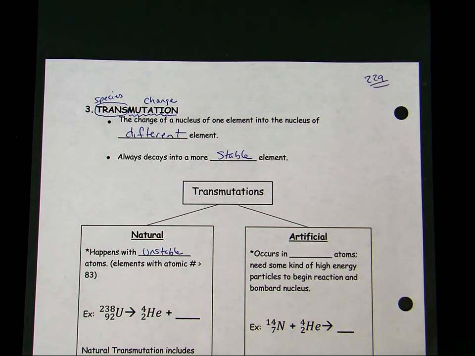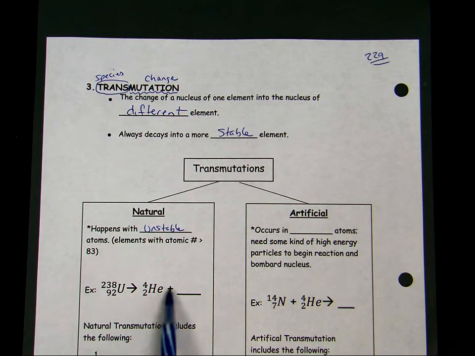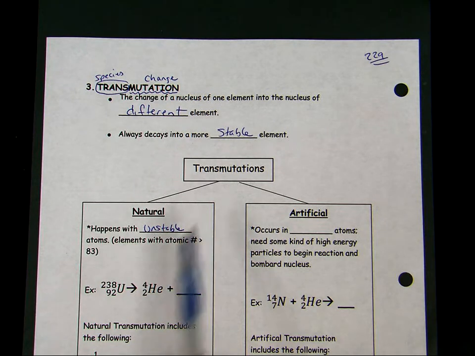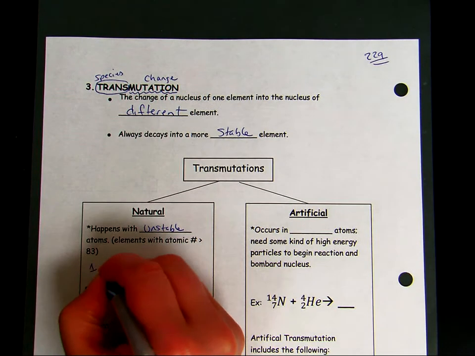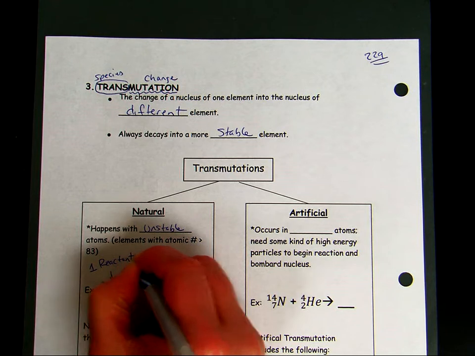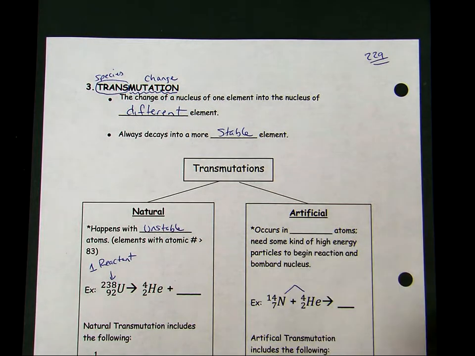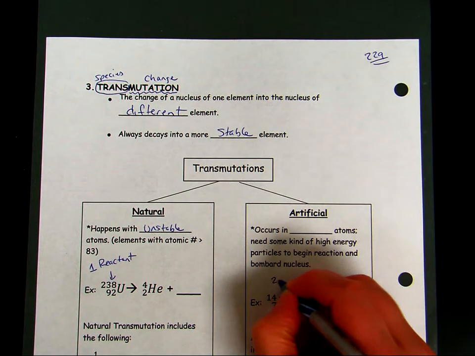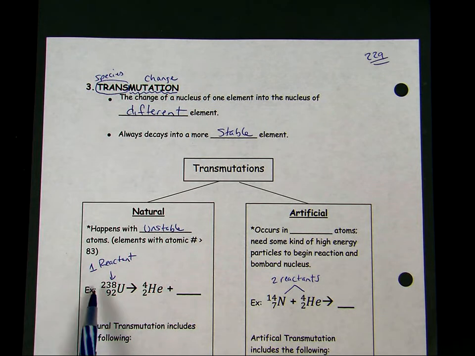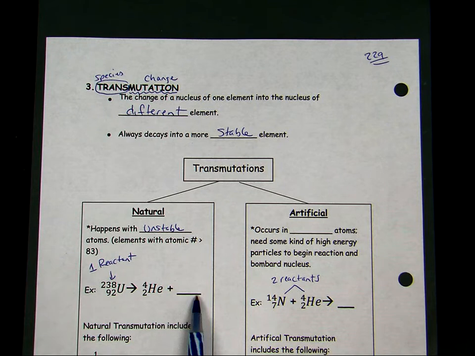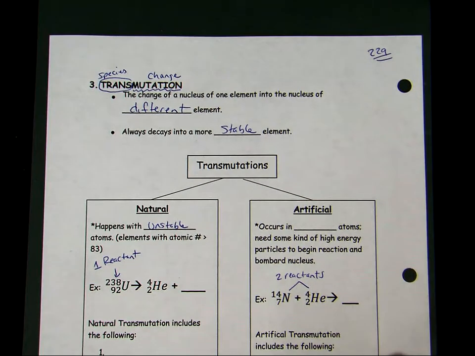So take a look here. Here's a quick example. Notice I have the starting of a natural transmutation and the reactant side of an artificial. So one way you can look at a nuclear reaction and recognize, hey, this is a natural transmutation, is that in natural transmutations we will only see one reactant, versus the artificial, we'll see two reactants. Okay, so here we go. Let's just fill this in so you can see an example of how a natural transmutation reaction occurs.